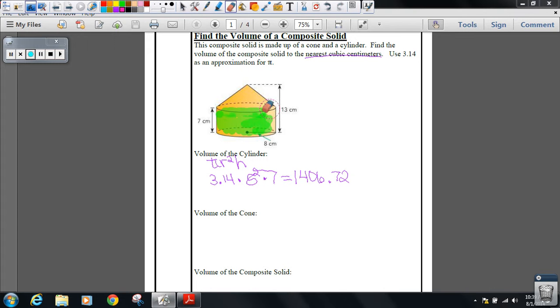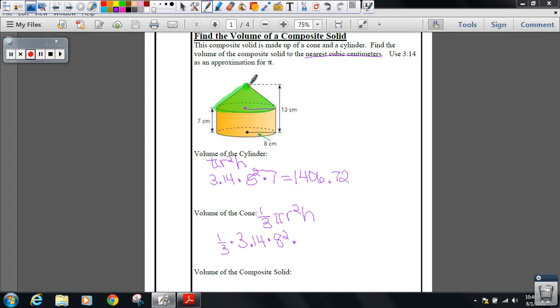So the volume of my cone is that top part. So again, if I highlight the part we're talking about, here's your cone. And you have to know the formula. So the formula is 1/3 pi radius squared times the height. So we'd have 1/3 times 3.14 times the radius, and the radius is still going to be the exact same as that of the cylinder, so it's still 8. So 8 squared times my height.